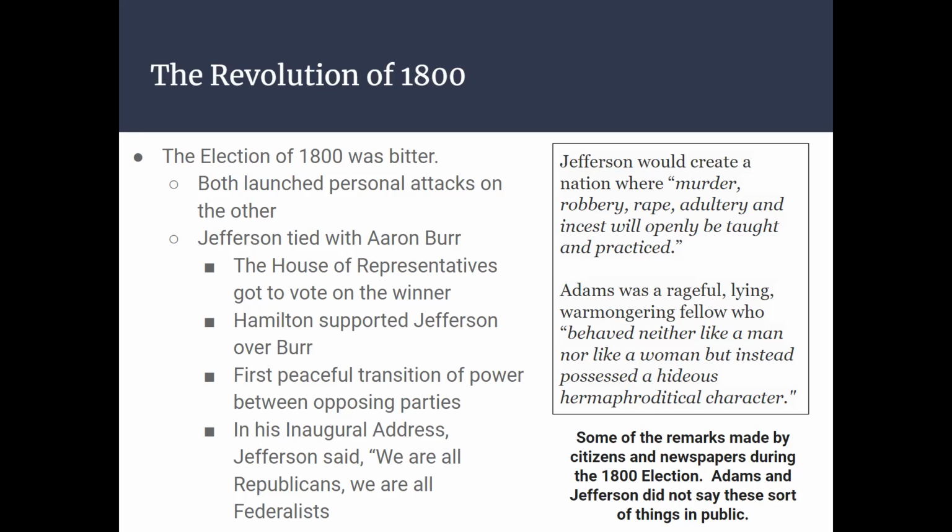Jefferson wins the vote in the House of Representatives, and so he wins the first peaceful transition of power. This is the first time this has really ever happened in a large country, even in Europe, where an opposing party transitions power peacefully. In his inaugural address, Jefferson said, "We are all Republicans, we are all Federalists," trying to hit home the idea of we are all Americans.